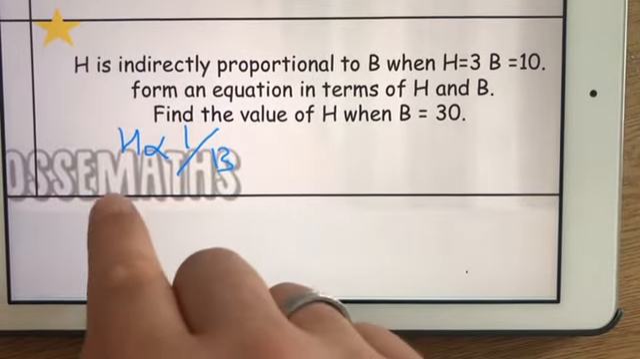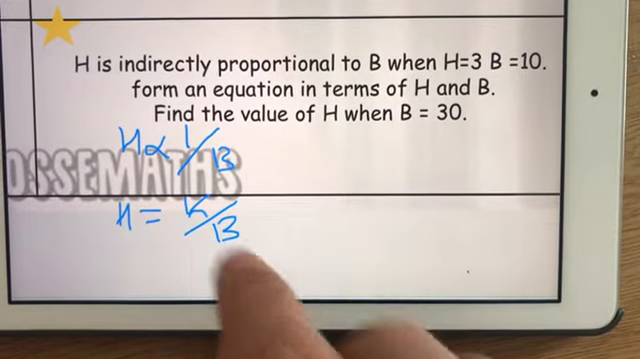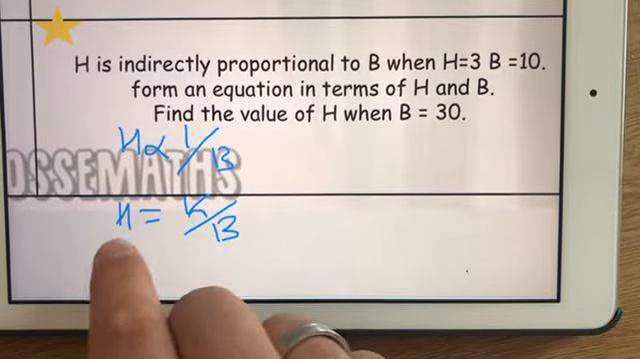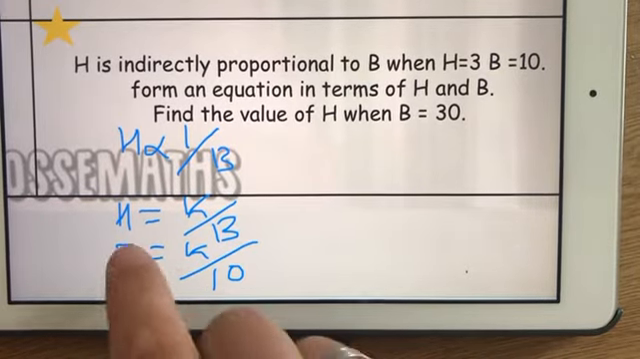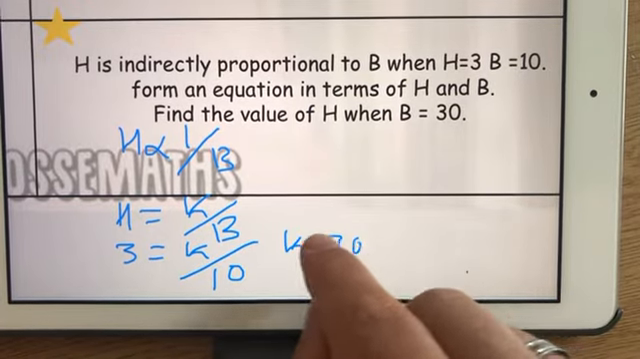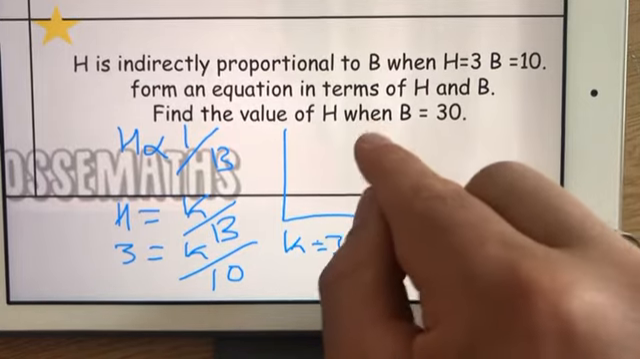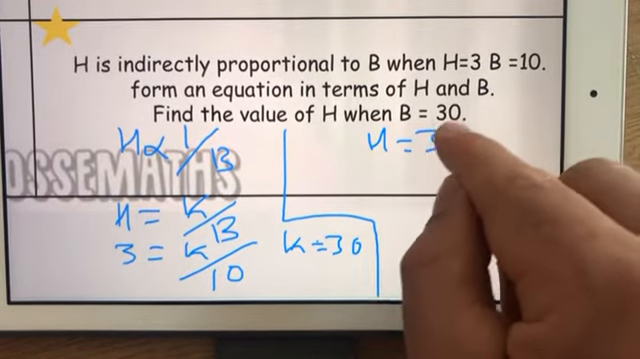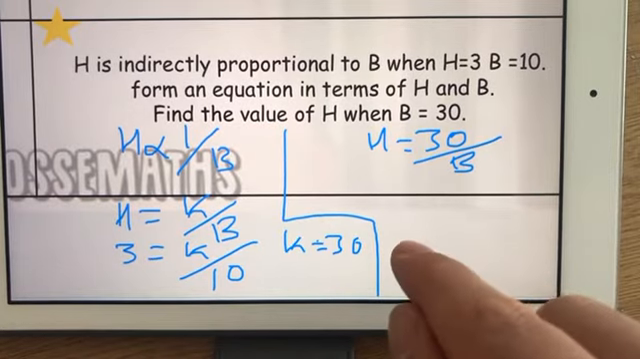Instead of 1 over, I'm going to write h equals k over b, with k being the constant I want to find. I know h is 3 when b is 10. So if I rearrange that, k will be equal to 30. So my formula, if we want to work out the second half, is h equals 30 over b. Now it says find the value of h when b equals 30.